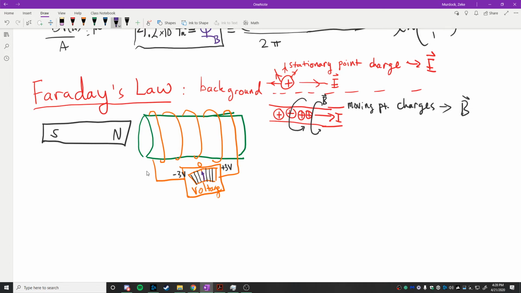So if moving point charges produce a magnetic field, maybe if we move the magnet, if we take this magnet and push it into the solenoid, maybe the motion of the magnet will do something. Remember that the magnet has a magnetic field, which in a simple sense points like that. We're going to push that magnetic field into the solenoid, and when you do this, you get a readout in the voltage. If you push it in, the needle swings maybe to the right. If you pull it out, it swings to the left.